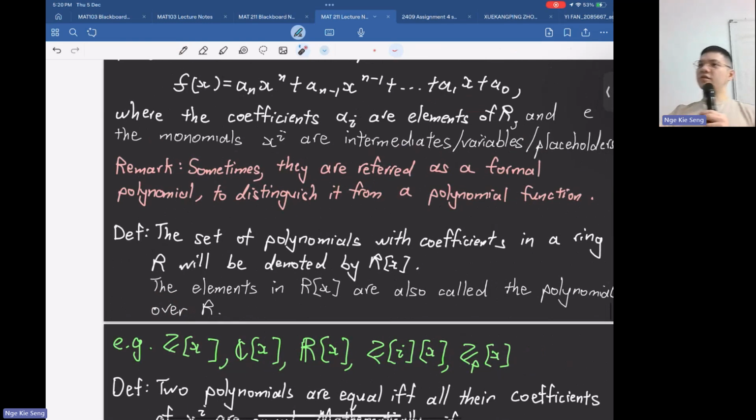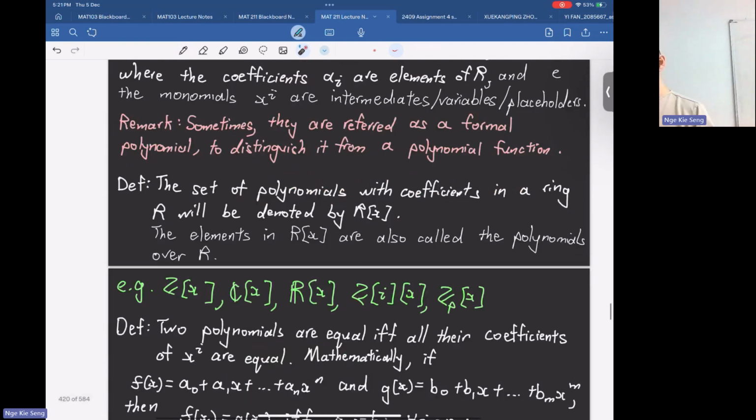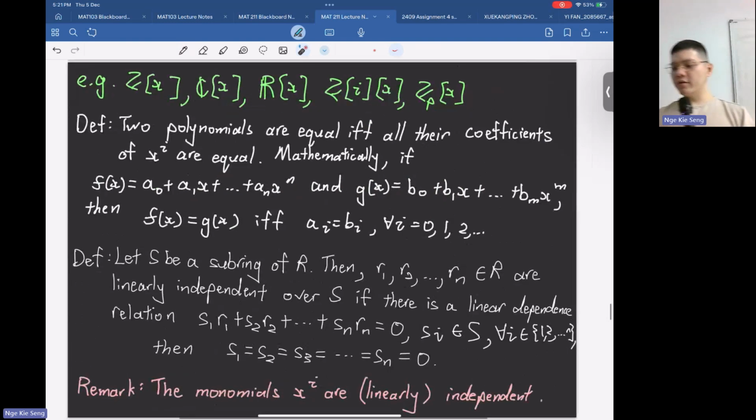"Over" is to describe what coefficients you take. Something over what? Over complex, over real numbers, over integers modulo, and over anything. Okay, "over" is for coefficients. And when are two polynomials equal? Basically, you just compare all the coefficients. For example, 1 plus x is not equal to 1 plus 2x. Why? Because the coefficient for x is different. One is 1, one is 2.